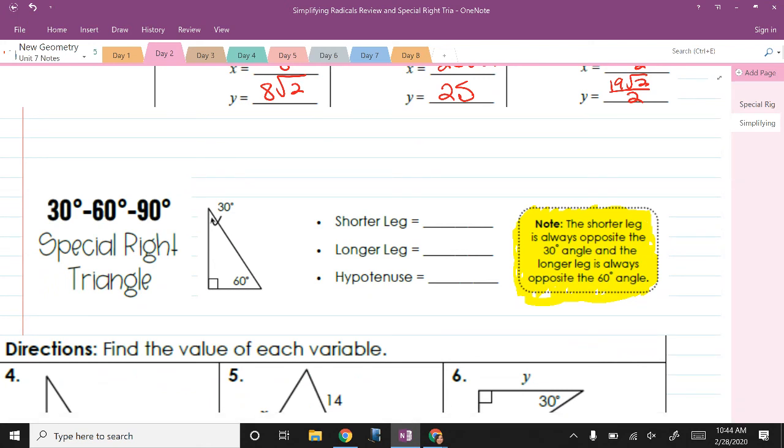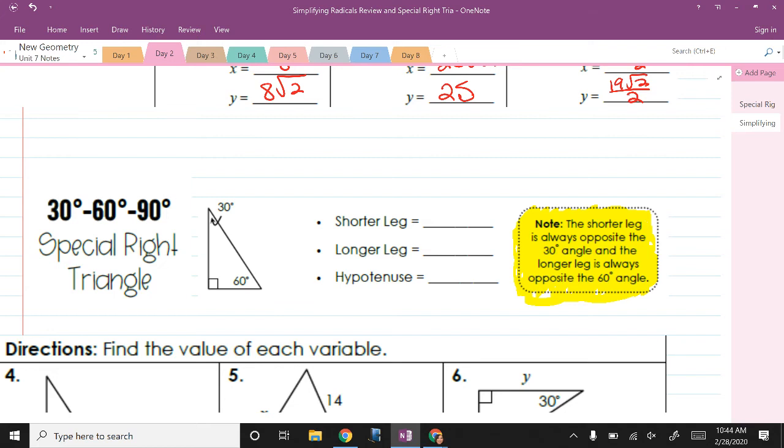30, 60, 90. So that's when you have a 90-degree angle, a 30-degree angle, and a 60-degree angle. And you got to memorize these special triangle lengths, okay? Now, what I've highlighted over there is very important. The shortest leg is always across, or opposite, the 30-degree angle. Opposite means across from it, not touching. And the longer leg is always opposite the 60-degree angle. So you got two legs. The short leg is across from the 30. The long leg is across from the 60.